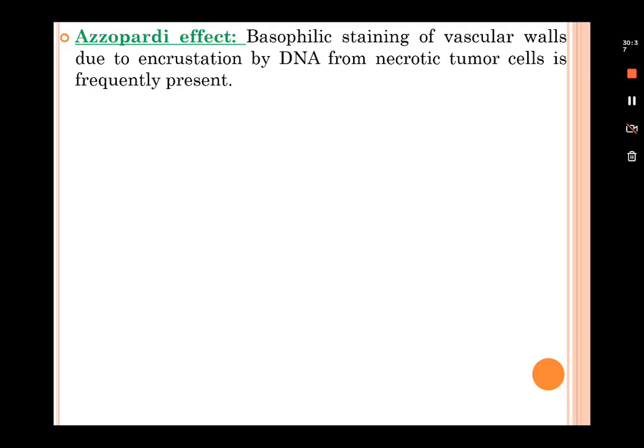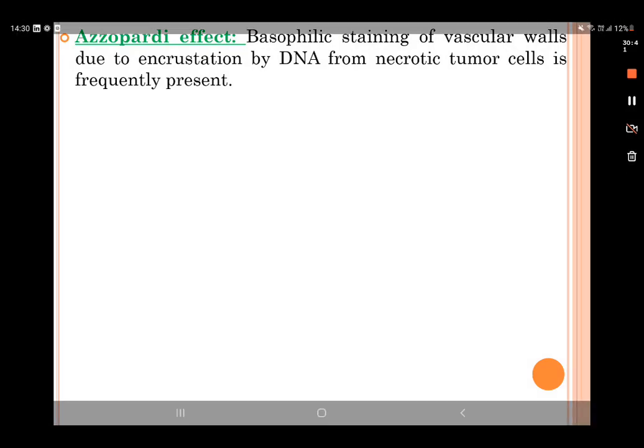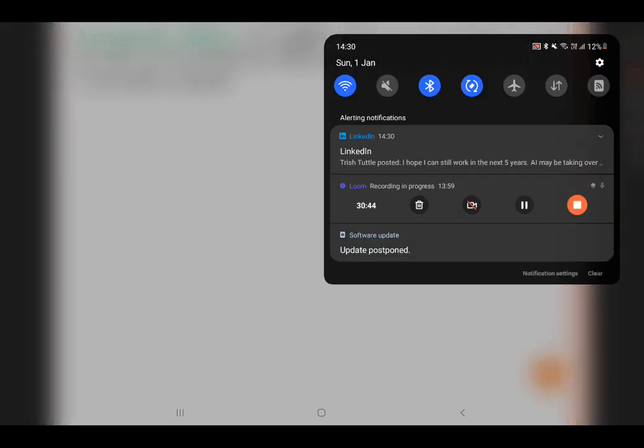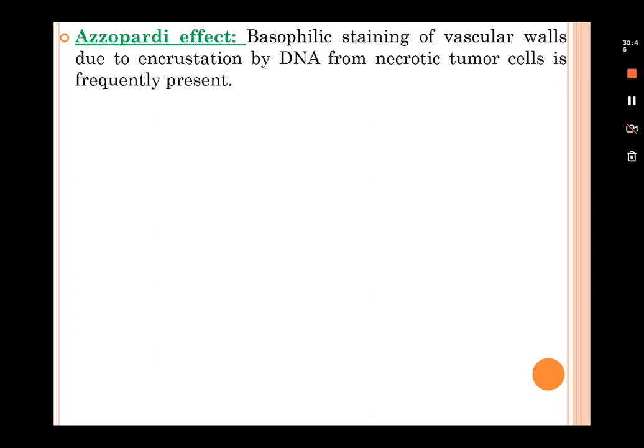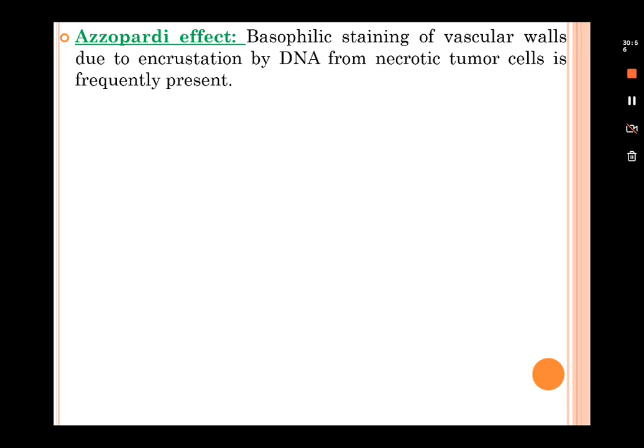Now this is another thing you have to remember. So you remember that Azopardi effect. Azopardi effect is basophilic staining of the vascular walls due to incrustation by DNA from necrotic tumor cells, because like we said, necrosis is common. So the DNA released from these necrotic cells gets attached to the vessel walls, and there is a basophilic staining of those walls.